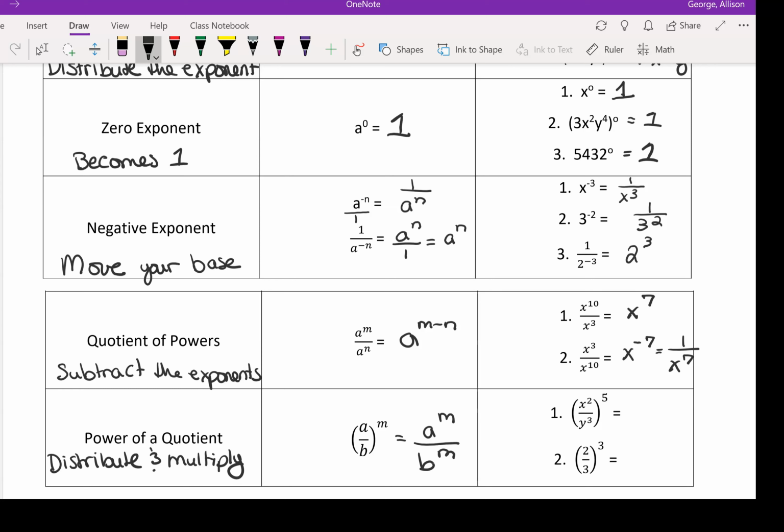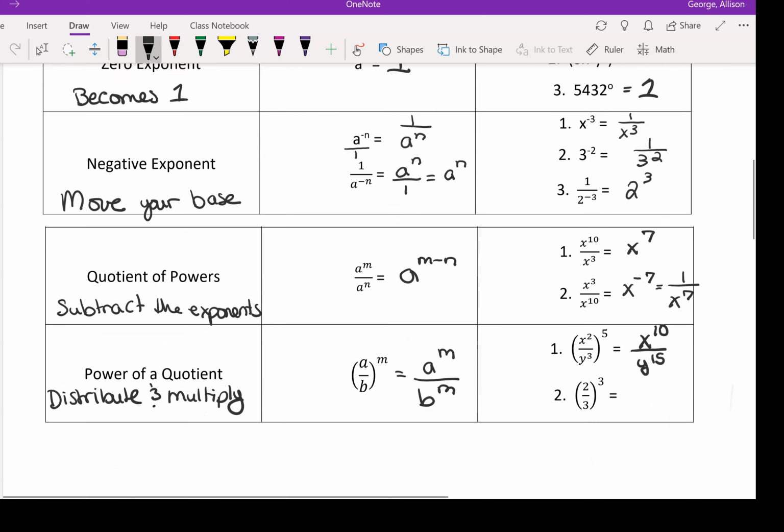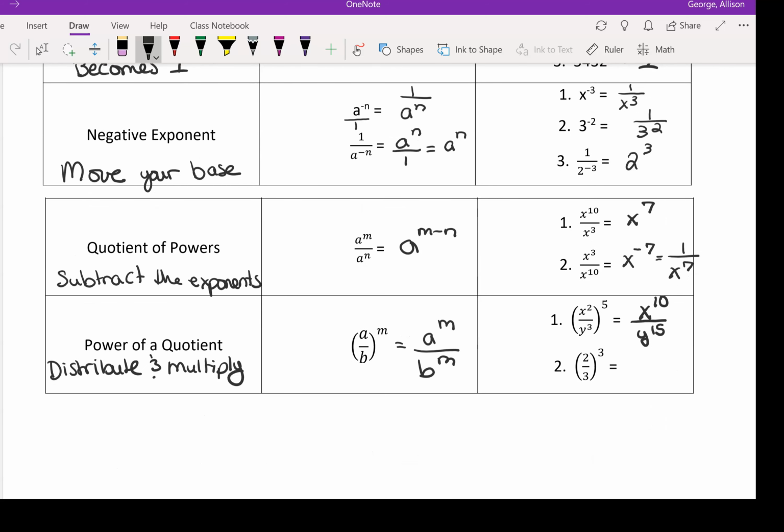And then when we get over here on the side, this is a combination of the two properties. So the 5 needs to go to the x, it also needs to go to the y, but because they both already have exponents, that means we have to multiply. So it's going to be x to the 10th over y to the 15th. Down here it would be 2 to the 3rd over 3 to the 3rd.